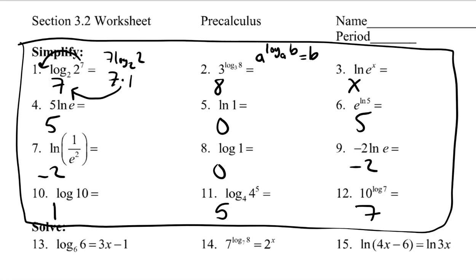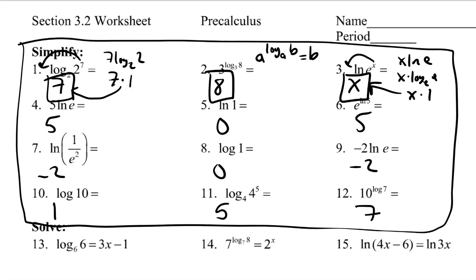Okay, number 3 is a lot like number 1. Exponent on something that you're taking the log of can be brought down out front. And then the natural log of e is 1, because natural log means log base e, and so this is saying e to what power gives you e. That's how I knew that was x.